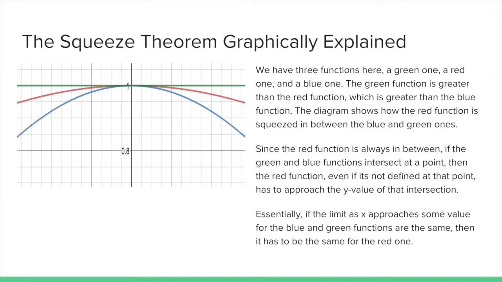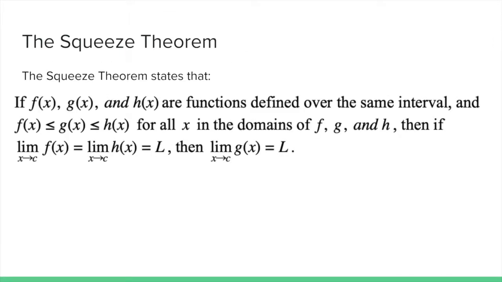If you have two functions, and a third function that's always in between those two functions, and the two main functions approach the same limit value, then the third function should also have the same value as the limit. Going back to our example, in our mathematical statement, we say that the limit as x approaches c of f of x is equal to the limit as x approaches c of h of x is equal to L. And if we graph that, it becomes obvious that since g is between f and h, g also has to equal L.